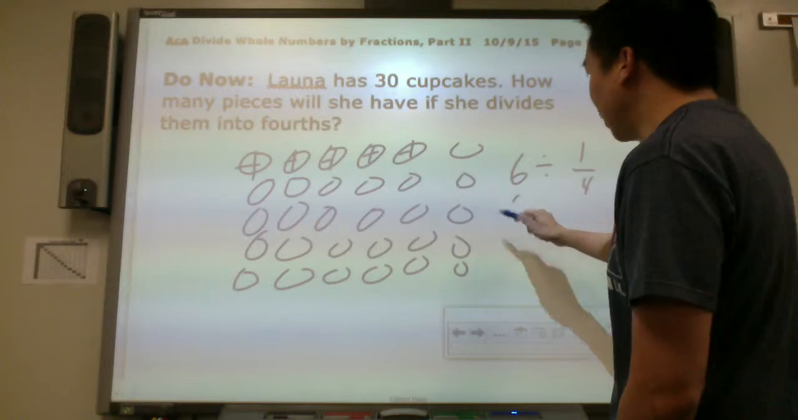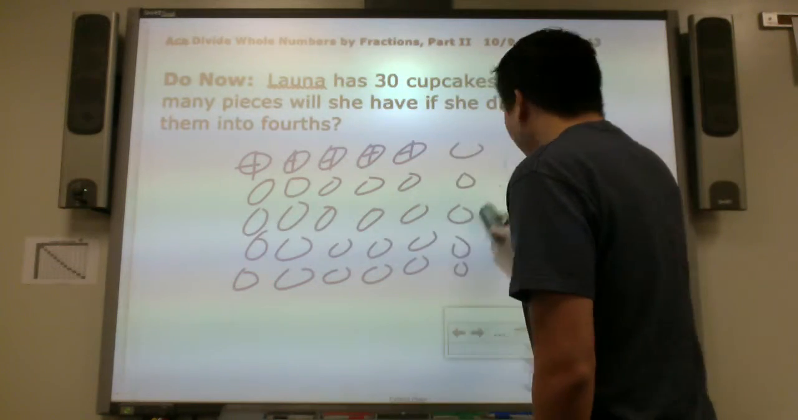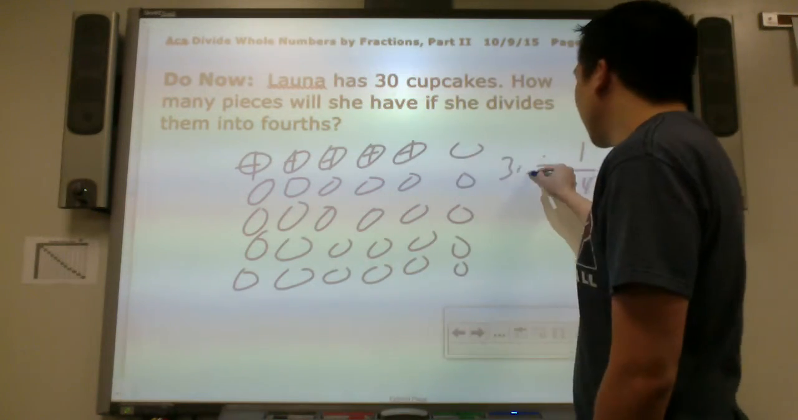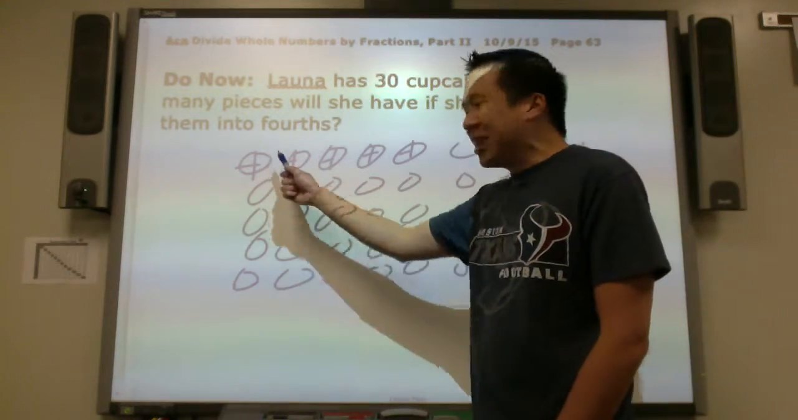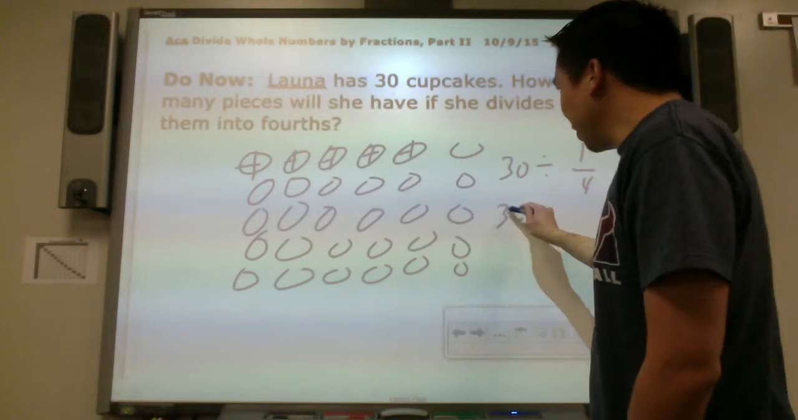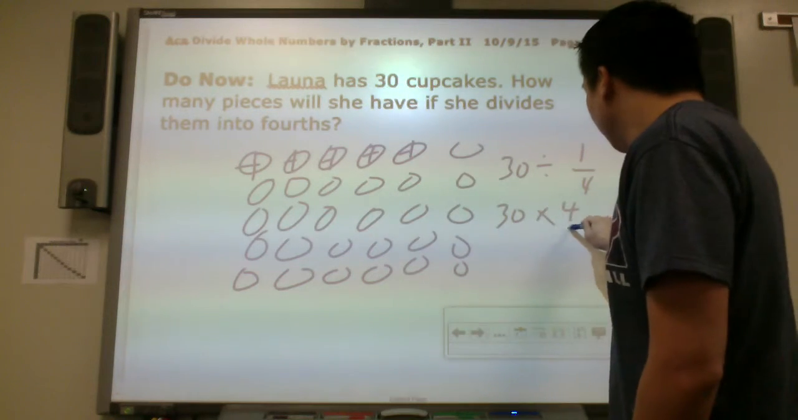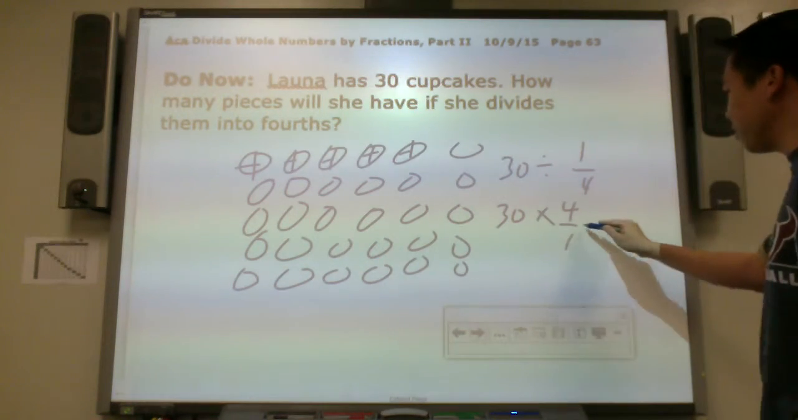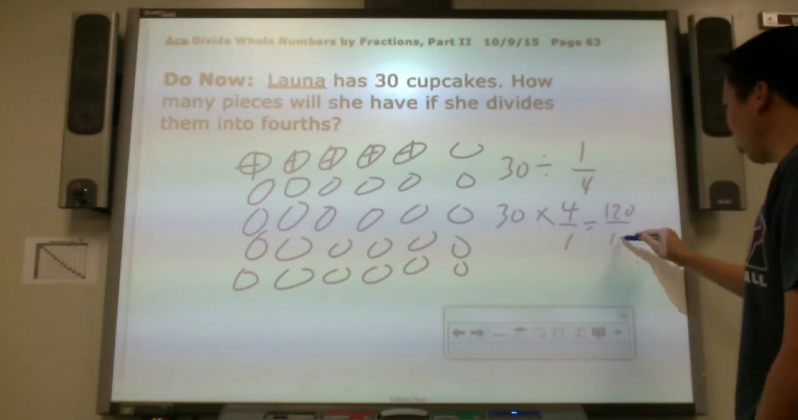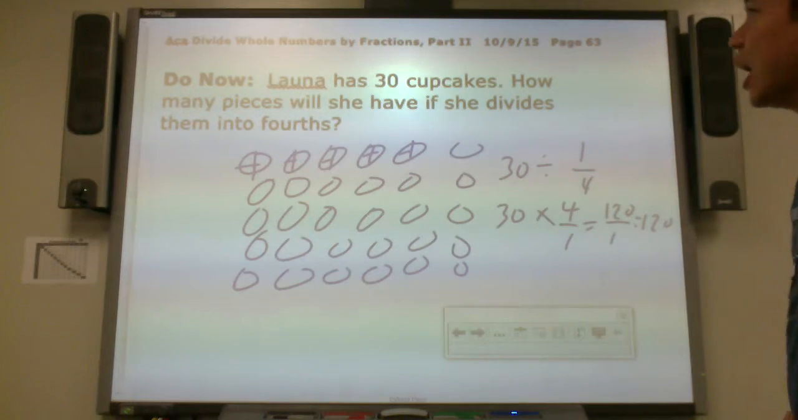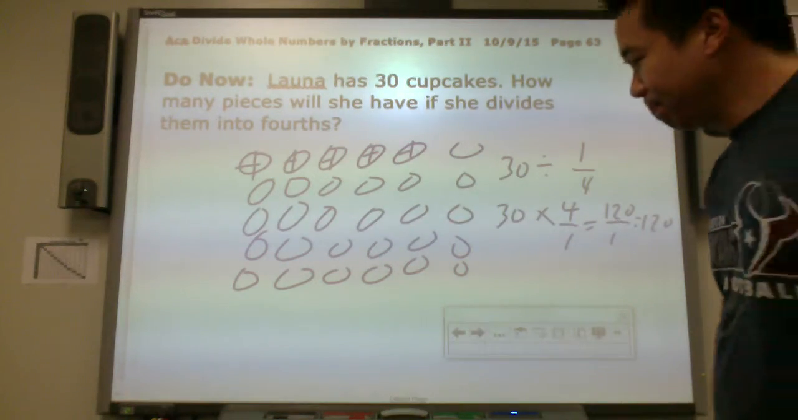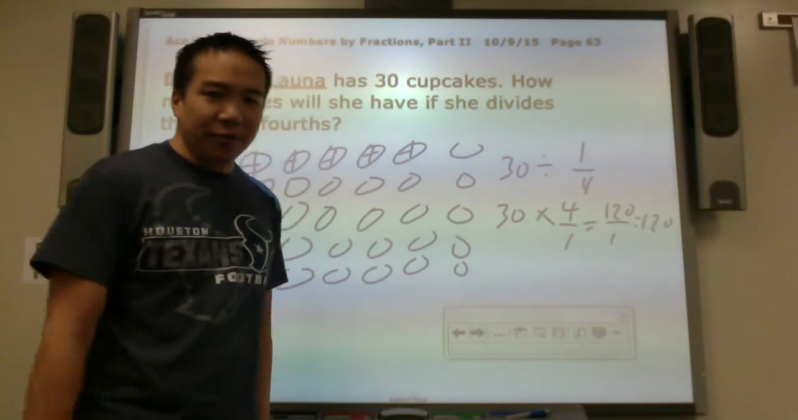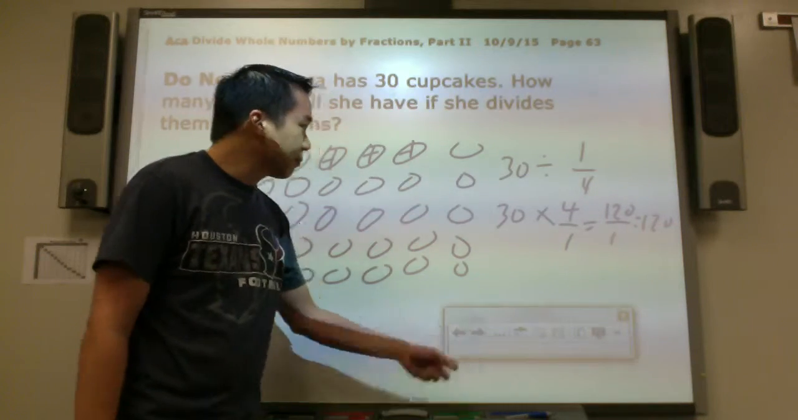There's 30 cupcakes, and you're dividing it into fourths. You know what? I'm not going to draw this out. This is going to take way too long. I know there's 30 cupcakes, and each cupcake has 4 parts. So 30 times 4 over 1 is 120 pieces. I wonder how I got that so quickly without drawing it. Well, we're going to learn that today.